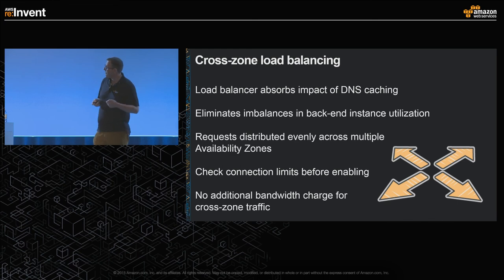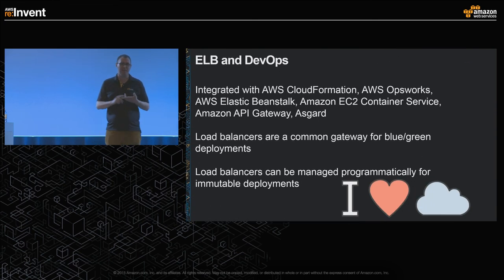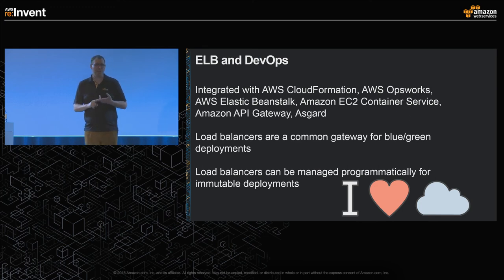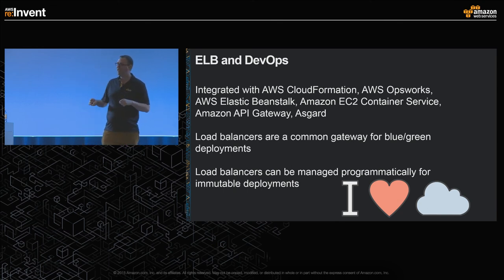And then the very last thing I wanted to cover is something we're seeing more and more of, which is just ELB and DevOps. Today, we're already tightly integrated with CloudFormation and OpsWorks. If you use Elastic Beanstalk, you can get ELBs that way. You'll be using us through container service or API gateway or even third-party tools like Netflix's Asgard and so on. There's a lot of automation and systems built around spinning up and managing ELBs.